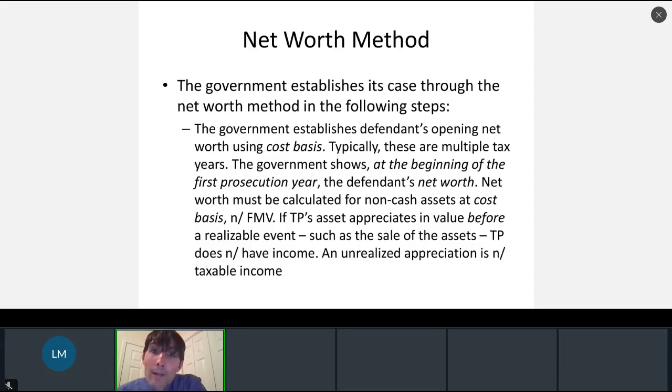It establishes the defendant's opening net worth using cost basis. Again, this is a fine term of art in the accounting world. Typically, these are multiple tax years. The government shows at the beginning of the first prosecution year the defendant's net worth. Net worth must be calculated for non-cash assets at a cost basis, not fair market value. If the taxpayer's asset appreciates in value before a realizable event, such as a sale of those assets, the taxpayer does not have income, and unrealized appreciation is not taxable income.